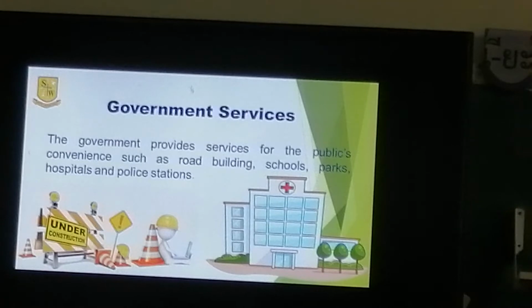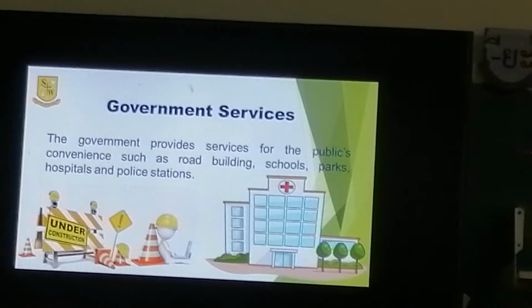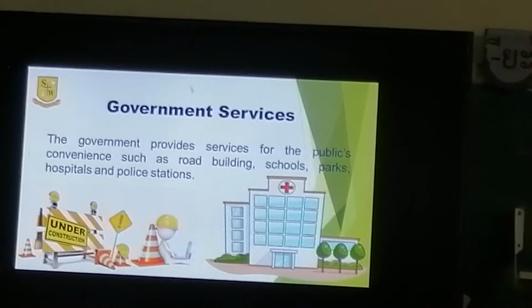Children, what is government in Thai? Okay, what is services in Thai? Services, บริการ. Okay, so when you say government services, the government will give services to the people.